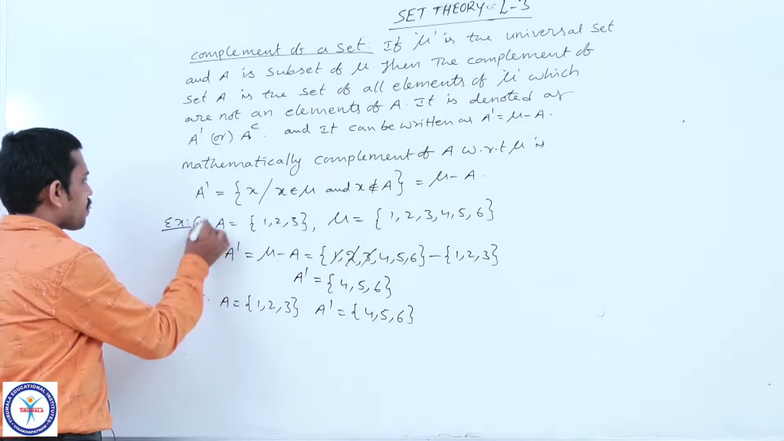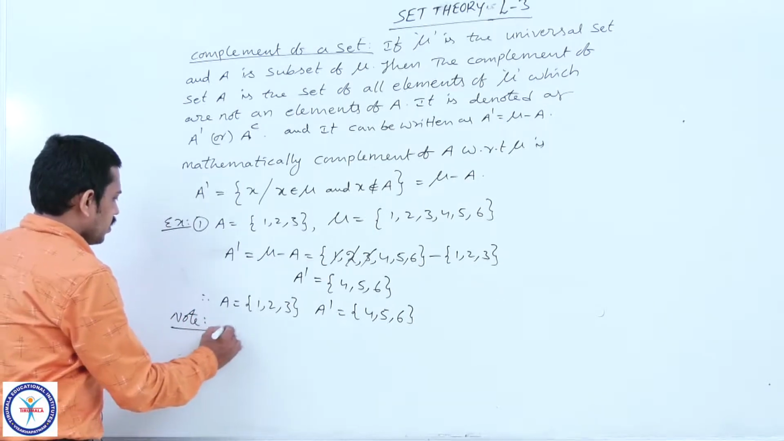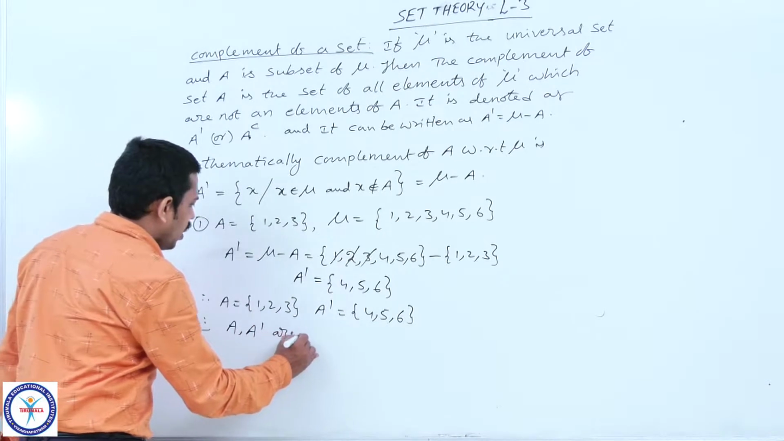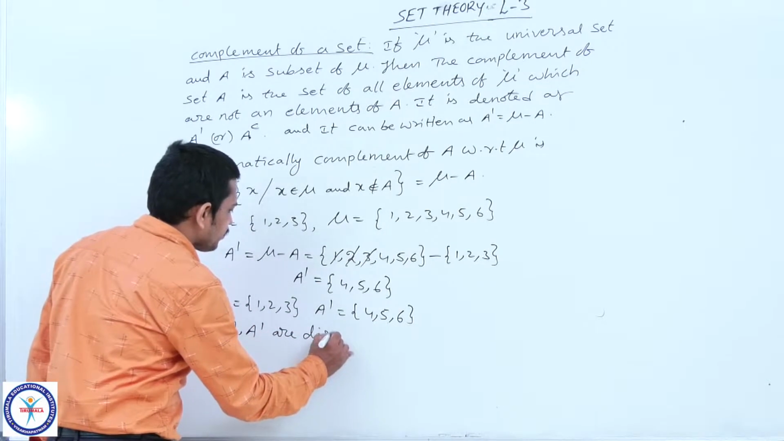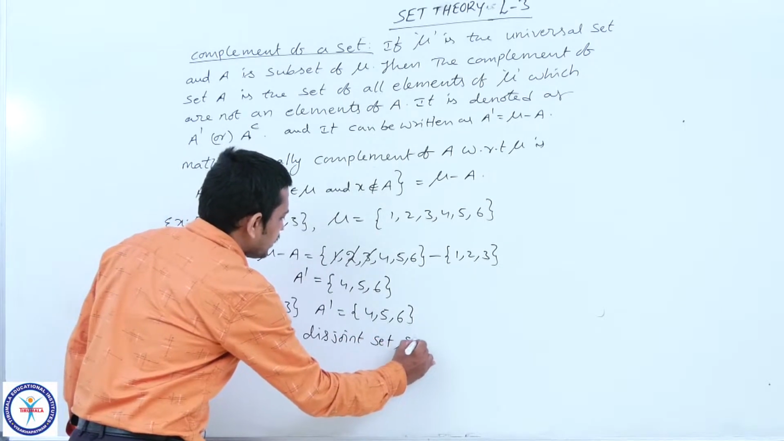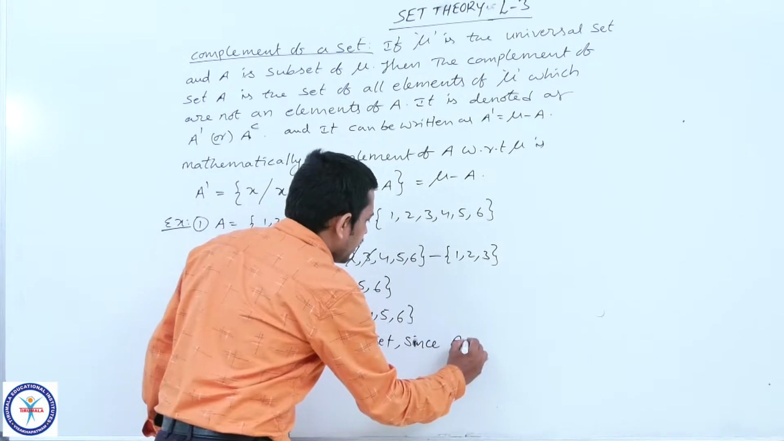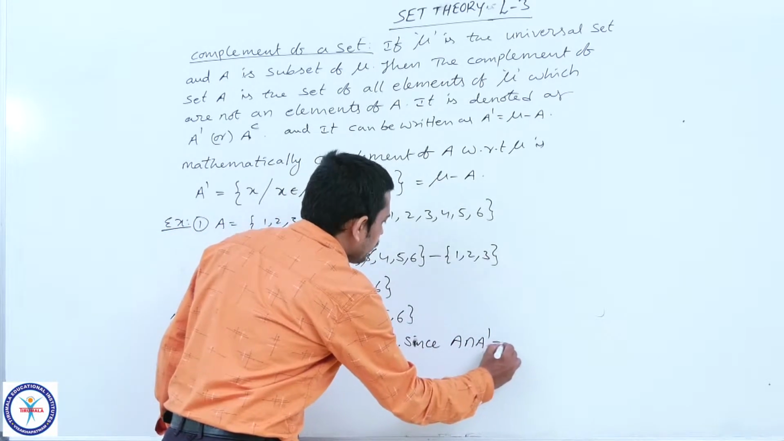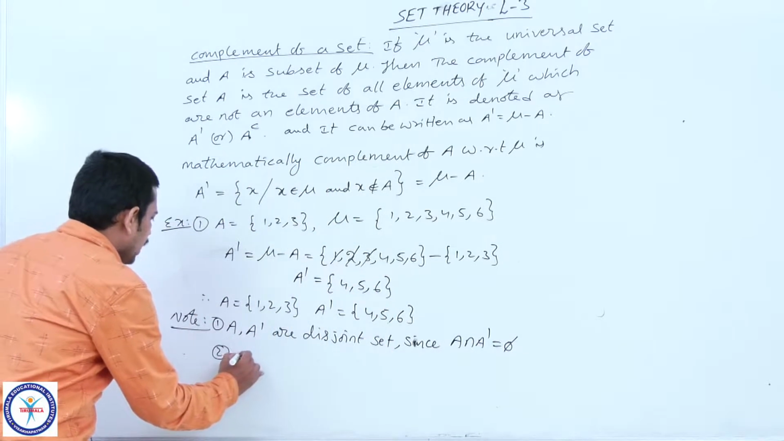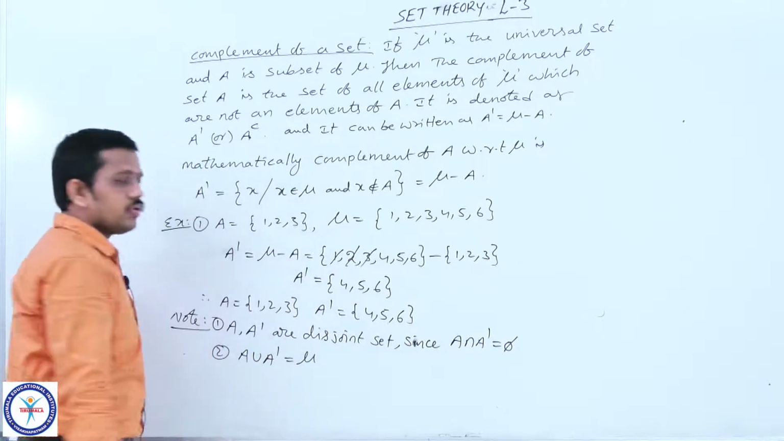So therefore, from this we conclude that A, A complement are disjoint sets, since A intersection A complement is equal to the null set and A union A complement is equal to the universal set.